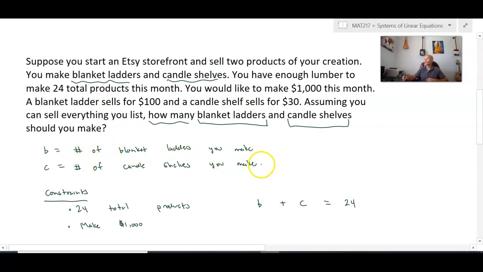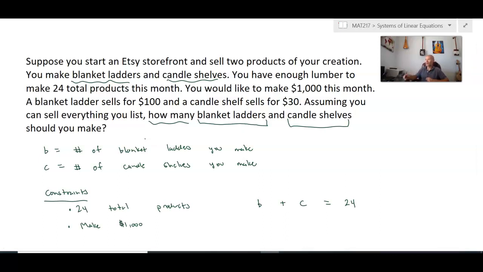The number of blanket ladders you make plus the number of candle shelves you make equals 24. That's 24 total items. Now, you also want to make $1,000. Well, how are you going to make it? Well, you're going to sell B blankets, right? That B could be 10. And if you were to sell 10 blanket ladders, 10 times $100 per blanket ladder, that would give you $1,000 in revenue right there in and of itself.